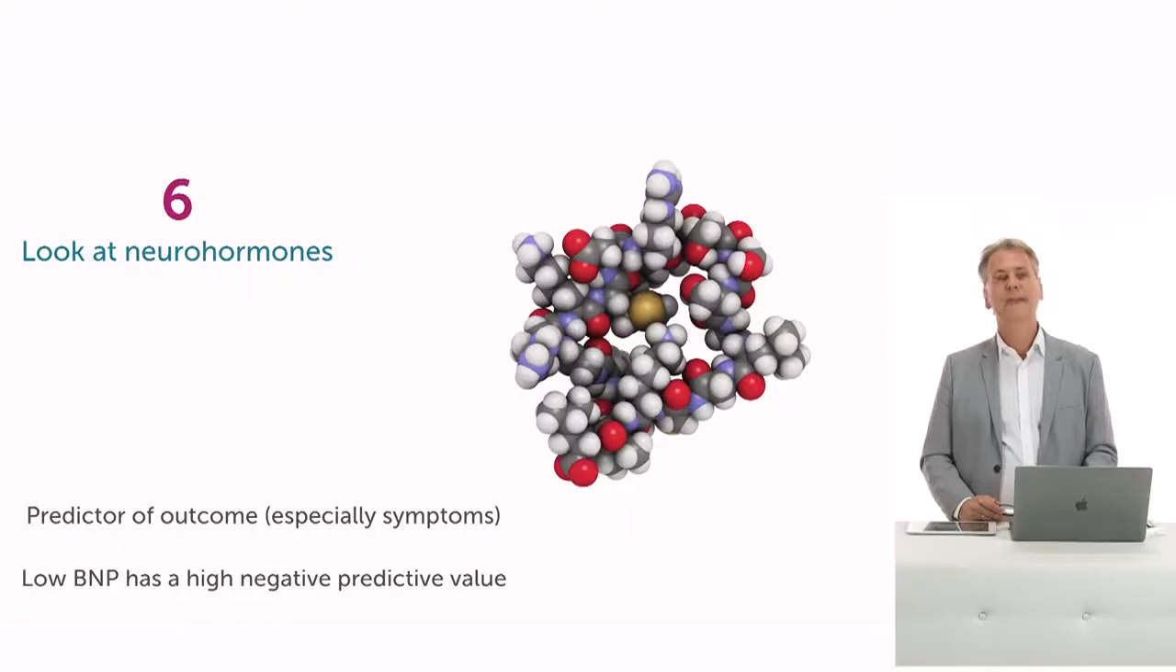Rule number 6. I already mentioned this. Look at the neurohormones. BNP is a very good predictor of outcome, and it predicts the occurrence of symptoms. We know that a low BNP has a high negative predictive value. This is how we can put all this together in a decision tree.